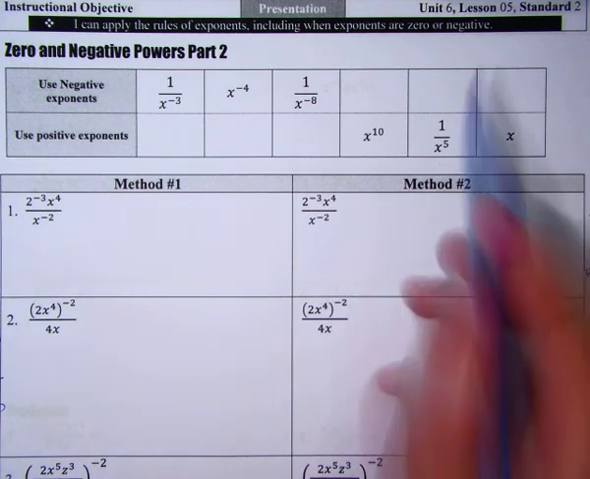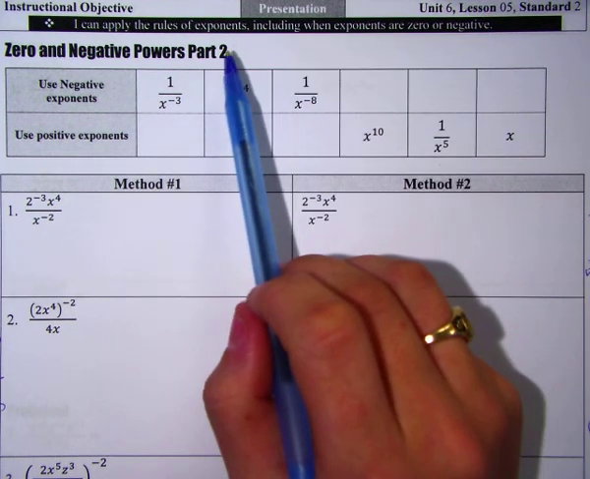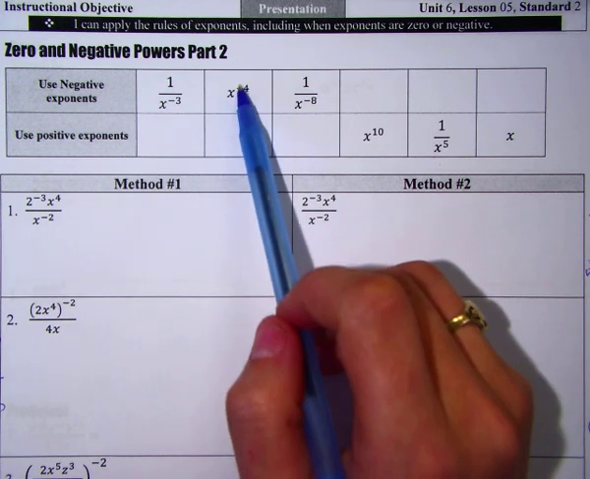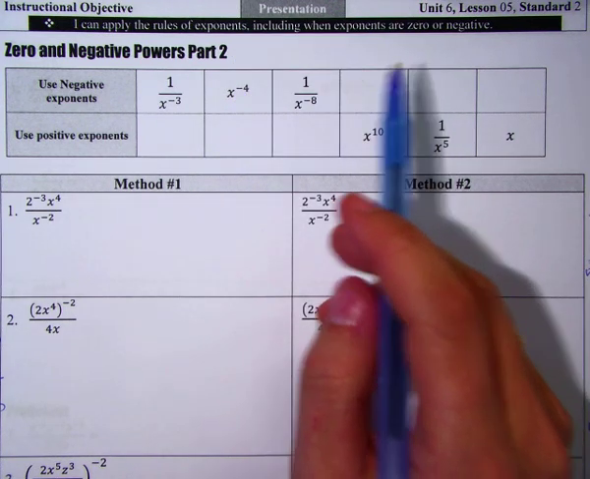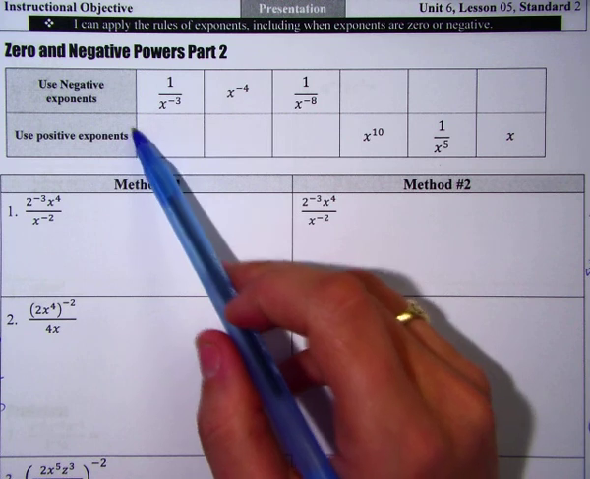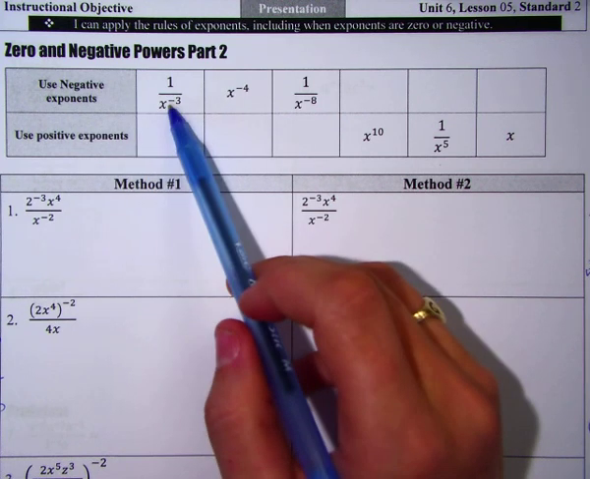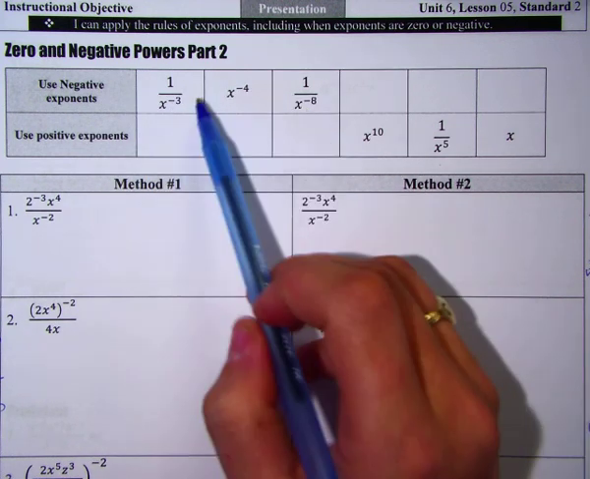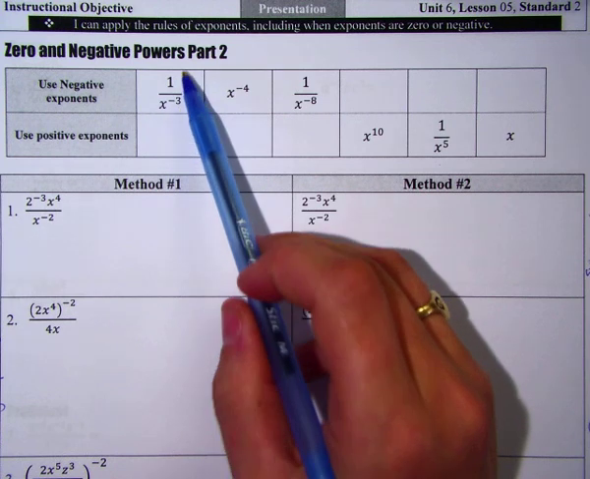Okay, this is lesson 6.5, which is just zero and negative powers part 2. So we're going to go into more complex problems. Quick review of some negative exponents. If you have problems that have negative exponents, you move them from where they're at to the other spot.